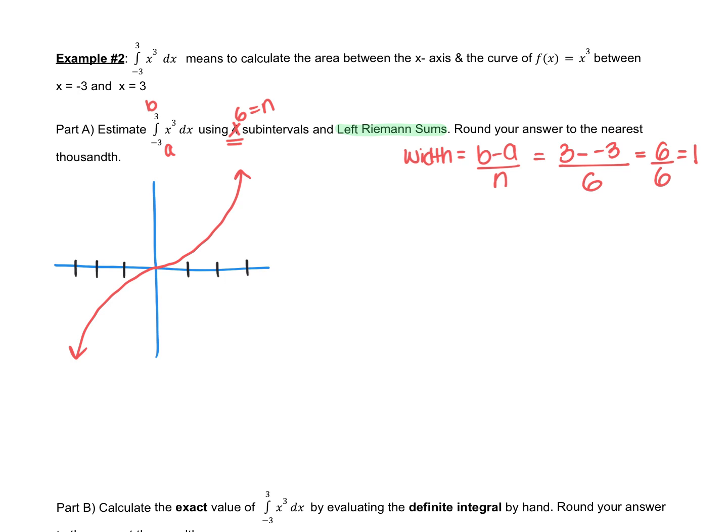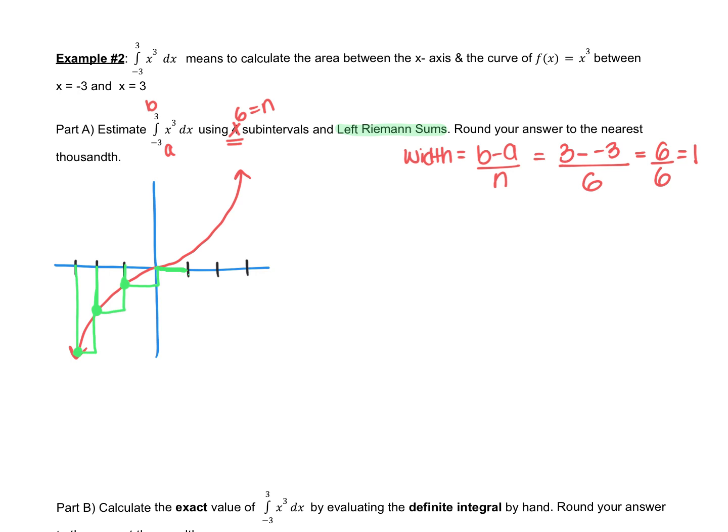And I want to use left Riemann sums. That means I'm going to start from the very left of the interval, which is here at -3. We're going to go down to the curve, and then go over. Same thing, go down to the curve, and then go over. Go down to the curve, and then go over. Now at 0, there's no curve to go up or down to, so it's almost like we're going to skip this one. This would be almost like a flat, no rectangle.